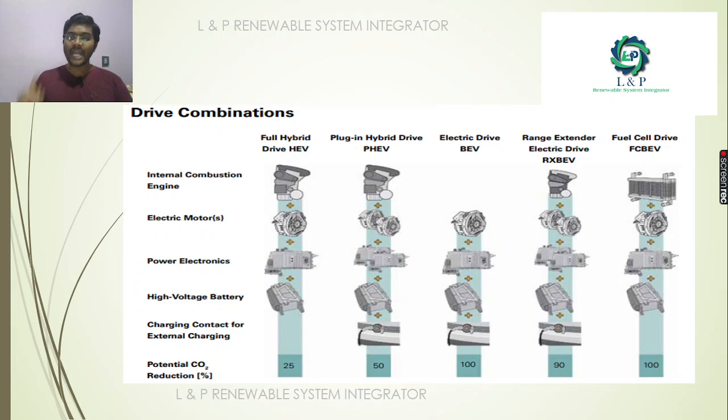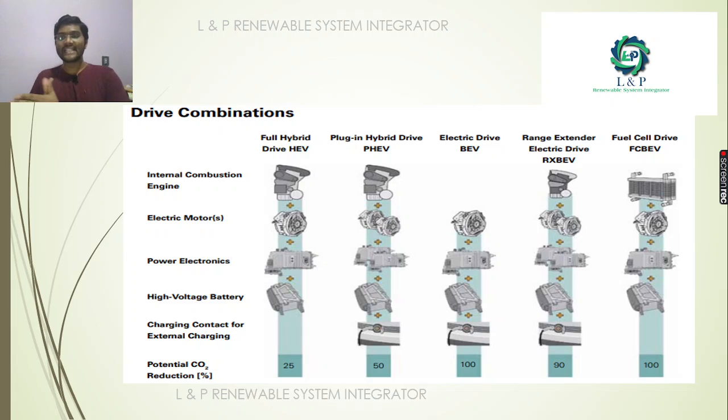And the next type is the range extender electric drive, that is RXBEV. What is the difference? Simple, we add the internal combustion engine, and the rest of the parts are the same: the electric motor, power electronics, high voltage battery, charging contact. Here 90% of CO2 is reduced, and 10% gas is released.